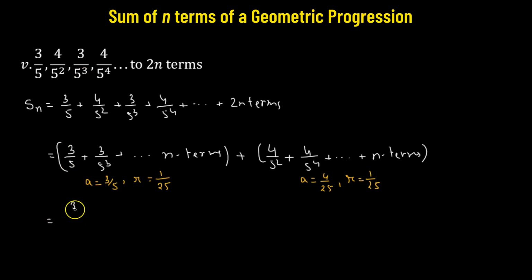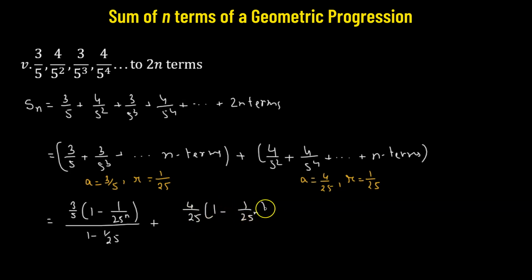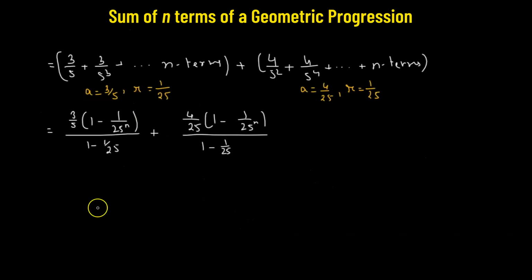So we have 3 divided by 5 multiplied to 1 minus 1 over 25 raised to the power of n, divided by 1 minus 1 over 25. So this is the first sum. The sum of the second GP is going to be 4 over 25, the first term, multiplied to 1 minus 1 over 25 raised to the power of n divided by 1 minus 1 over 25. Right. So let's simplify that.